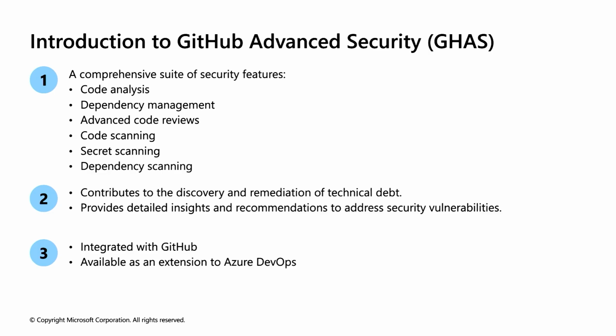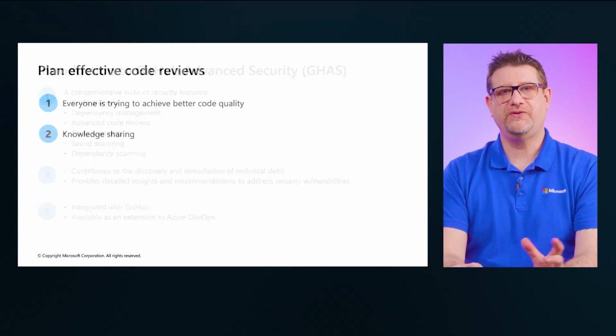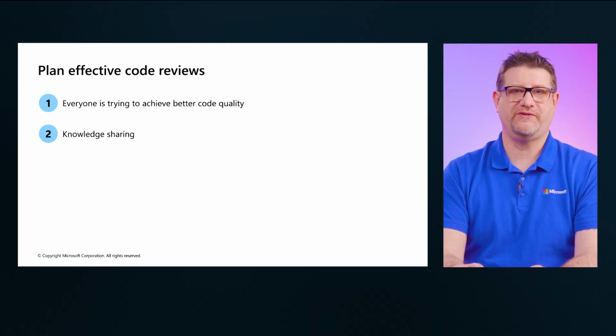By continuously scanning code and dependencies, GitHub Advanced Security helps you discover vulnerabilities and technical debt, offering detailed recommendations for improvement. This proactive approach not only strengthens your code base, but fosters a culture of security and reliability across your organization. Code reviews are a cornerstone of building better software and fostering a collaborative team environment.